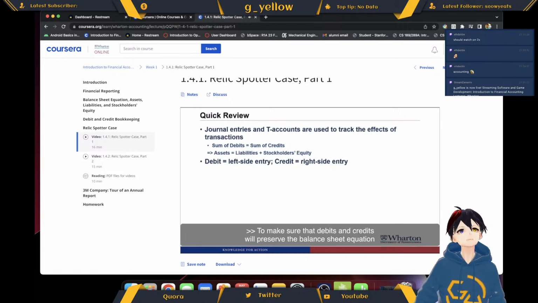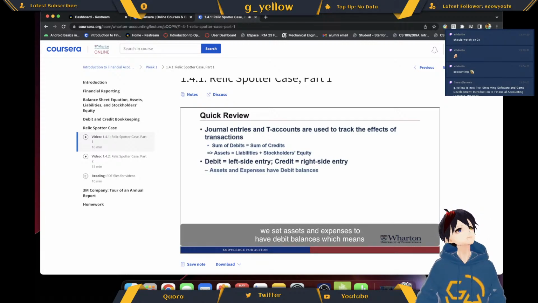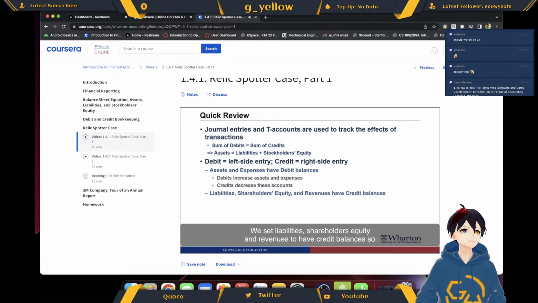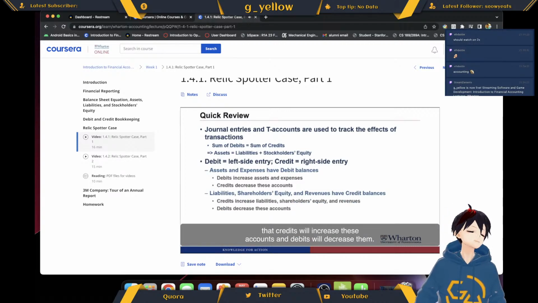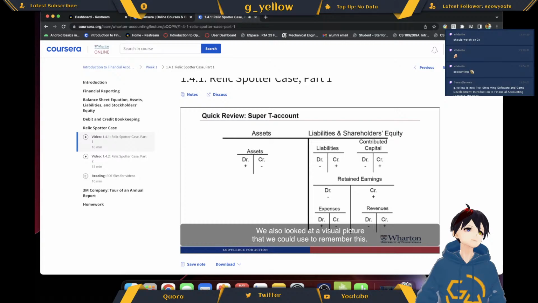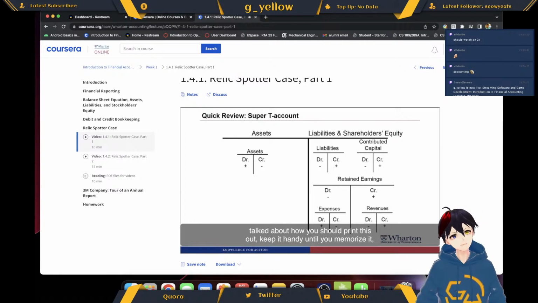To make sure that debits and credits will preserve the balance sheet equation, we set assets and expenses to have debit balances, which means that debits will increase these types of accounts and credits will decrease them. We set liabilities, shareholders' equity, and revenues to have credit balances, so that credits will increase these accounts and debits will decrease them. We also looked at a visual picture that we could use to remember this, the Super T account, which shows whether debits or credits increase or decrease the various type of accounts, and talked about how you should print this out to memorize it or tattoo it on your arm, whatever your inclination may be.